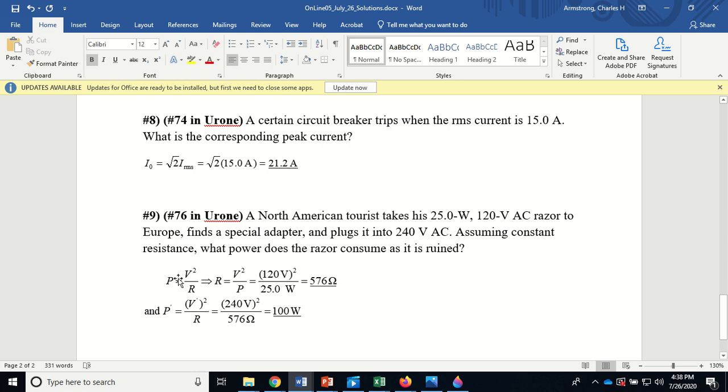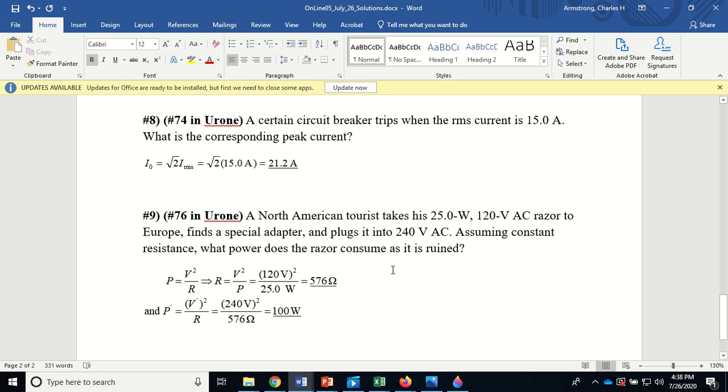So in the United States, this is what the resistance would be. We have the power it's rated at, 25 watts, and it's supposed to be 120 volts. So we have power equals voltage squared over R. We have voltage, we have power, and we're looking for R. So we solve for R: V squared over power, 120 volts squared divided by 25 watts. It's going to be 576 ohms inside that razor.